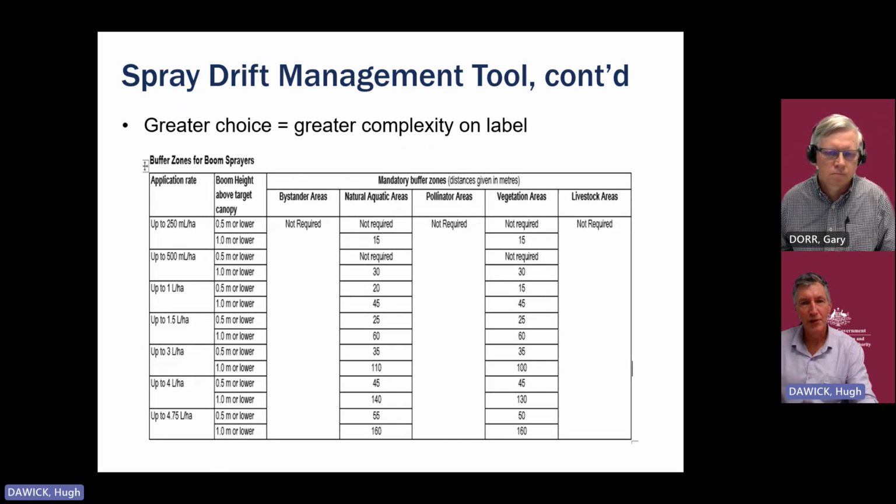Now, all those choices would obviously lead to a greater complexity on the label. So in this case, we have 6 or 7 rates of application, 2 boom heights, and you can see already that there are a significant number of buffer zones, and that relates to boom sprayer application alone. So you can imagine with other application methods and greater choice, the label would become very complex.